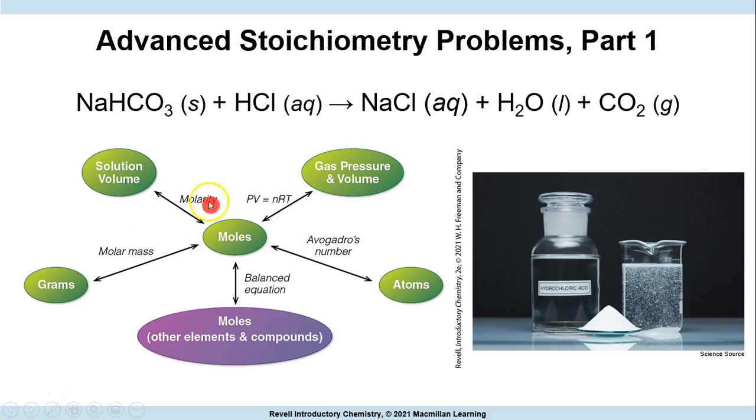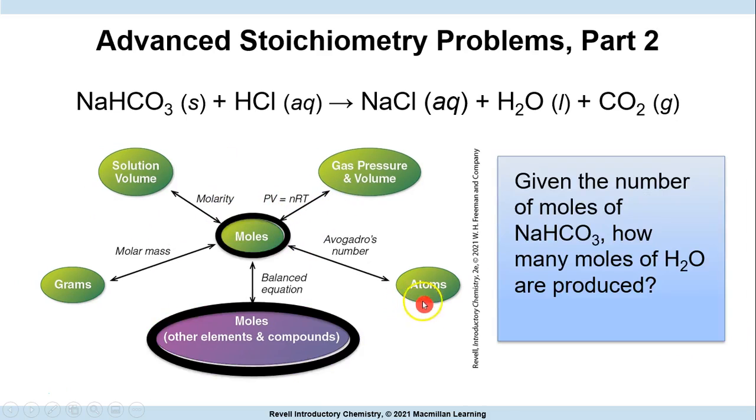So that is how we use this map. Now, in this case, we are given the number of moles of sodium hydrogen carbonate in this equation. So we have sodium bicarbonate reacting with hydrochloric acid to give us sodium chloride plus water plus carbon dioxide. Now we've been given the number of moles of sodium bicarbonate. How many moles of water are produced? So from this equation, we can do so many calculations.